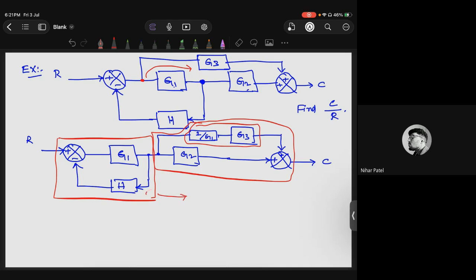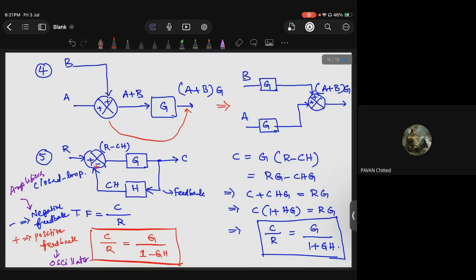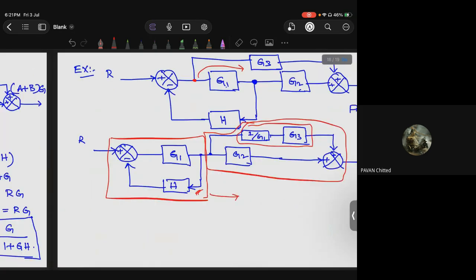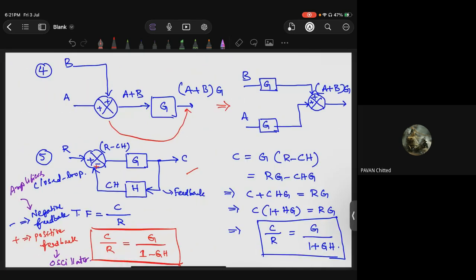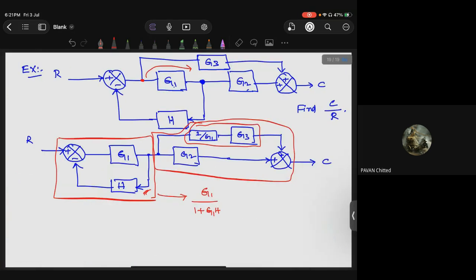So this one looks like negative feedback. Am I correct? Yes. How do I write that? G1 divided by 1 plus G1H. Correct? This equation. So the plant divided by 1 plus GH feedback. So same thing I've written.